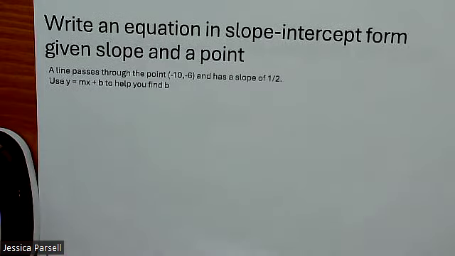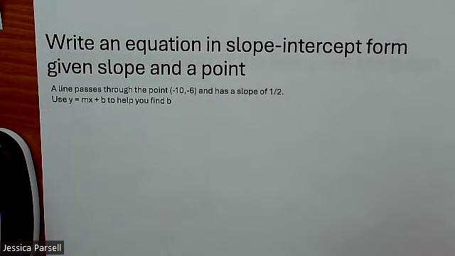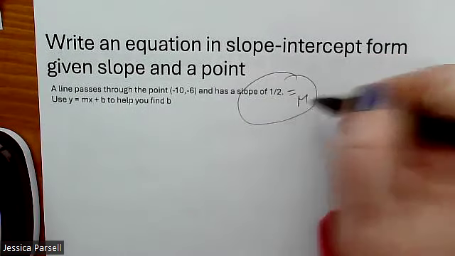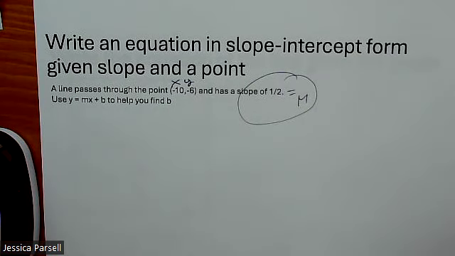Okay, let's give you one to practice. Write an equation in slope-intercept form given slope and a point. So here's your slope. Don't forget that's m. And use negative 10, negative 6 as your temporary x and y. And use that formula to help you find the b.